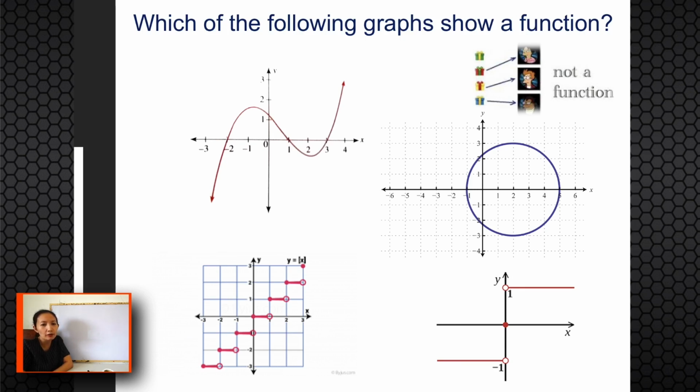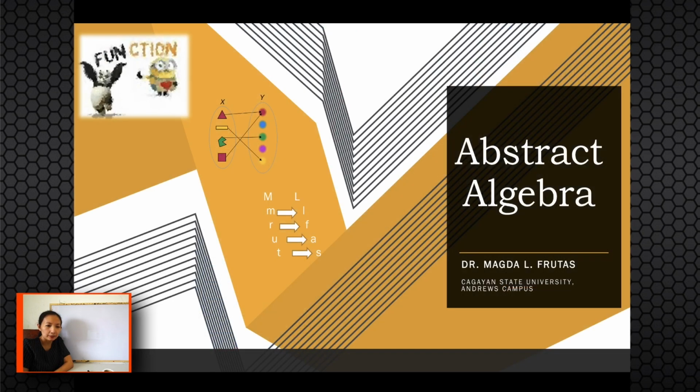Correct. Signum function. Okay. Best in recitation, Jerry. Signum function. Grace 2 said signum function. So, graphs number 1, number 3, and number 4 are functions, but not the second. Let's move on to the next. Now, we proceed to reviewing the definition of a function.